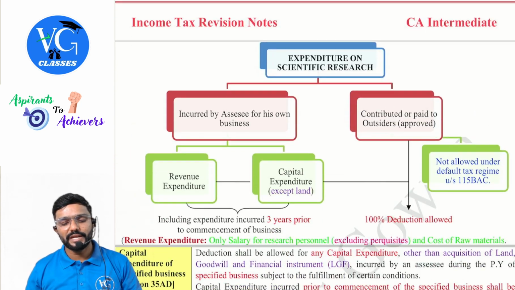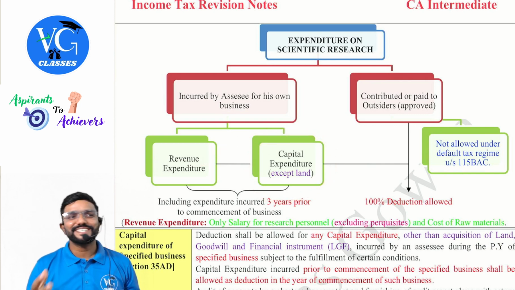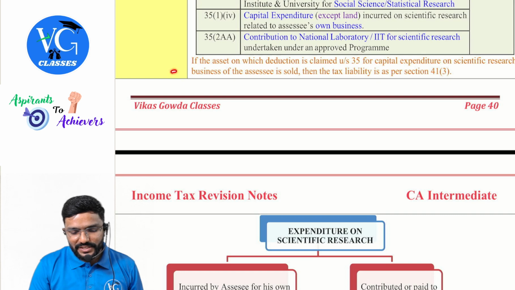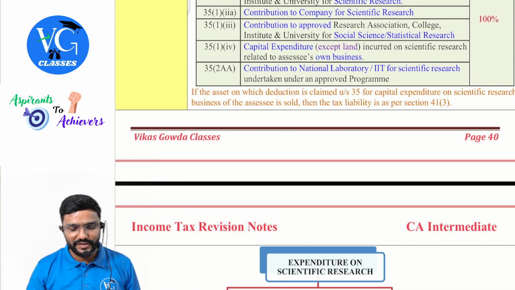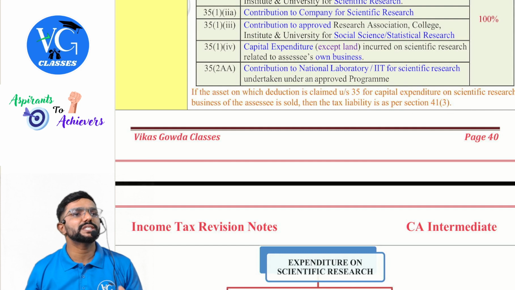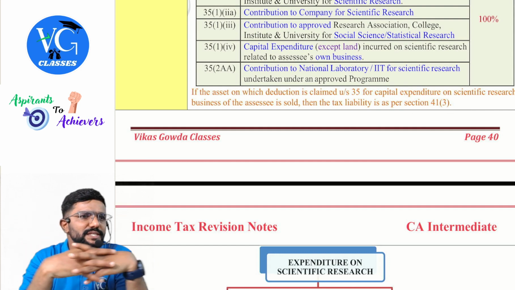Now, sir, especially capital expenditure, 100% is allowed. I purchased the asset, claimed the expenditure. What if I sell it later? If the asset on which the deduction is claimed under section 35 for capital expenditure on scientific research of the assessee is sold, then the tax liability will be as per section 41 subsection 3. Section 41 subsection 3 tells like this, guys.